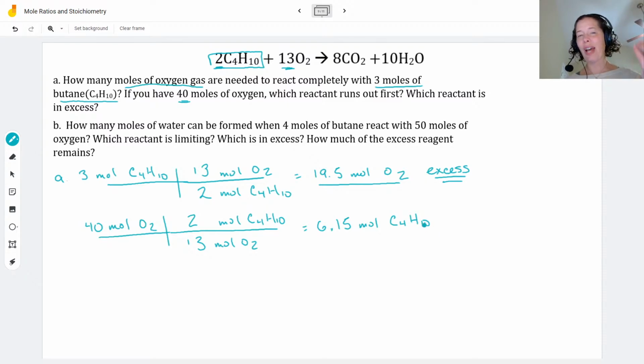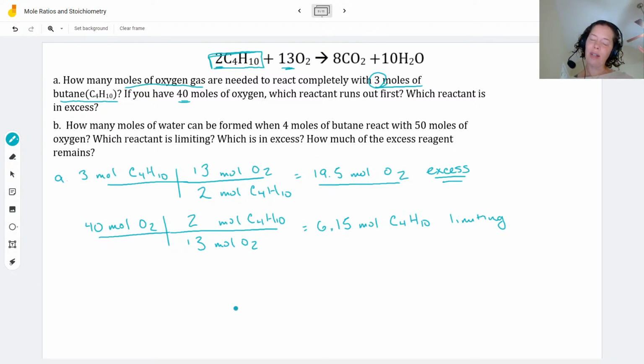How much do I actually have? So let's walk over to the pantry. And this is like asking, how much bread do I actually have? How much butane do I actually have? Well, I only have 3 moles of butane. I don't have enough. I am going to run out. So again, my butane is limiting. And this is exactly what the previous calculation also showed, was that my oxygen is going to have excess, and I'm going to run out of my butane, which is why I put it here in the box.